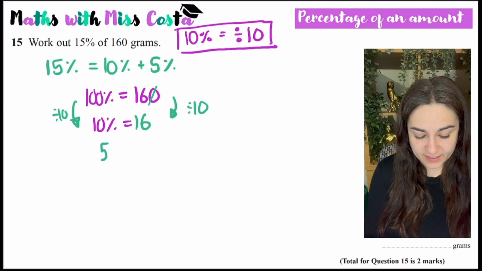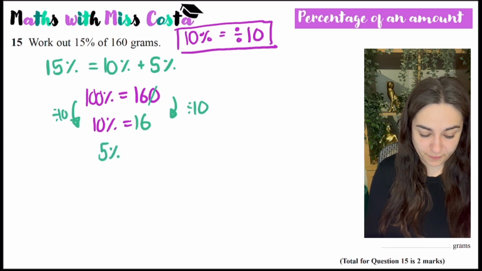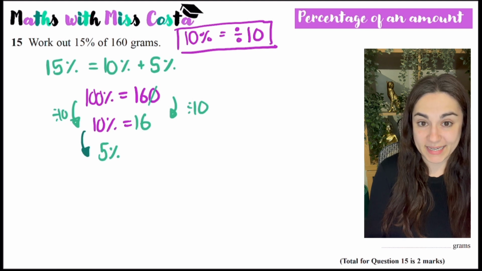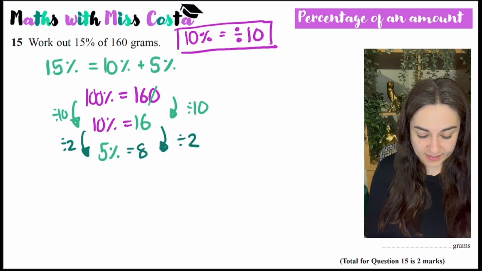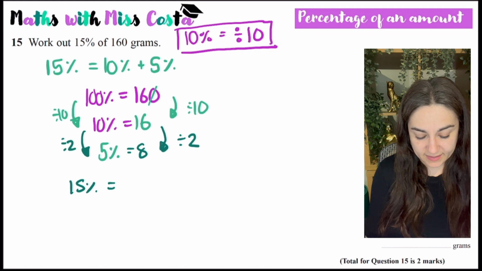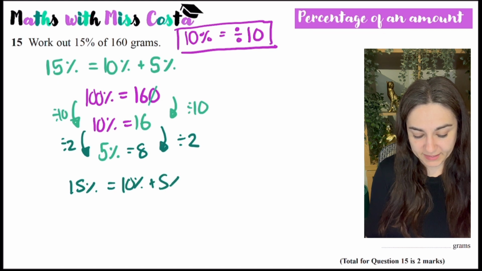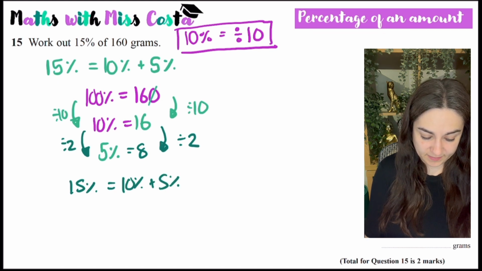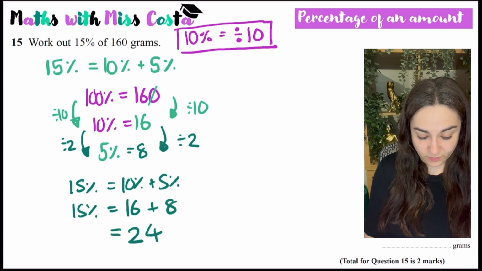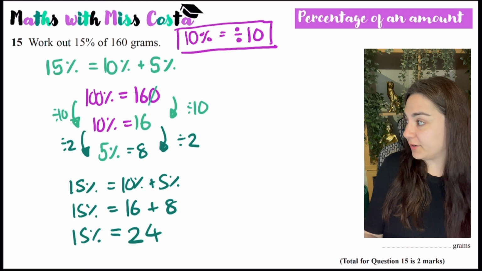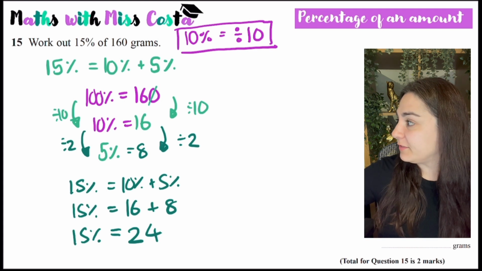And then if I know what 10% is, I could work out 5%, because what do I do? How do I get from 10 to 5? I divide by 2. So I need to do the same over here. 16 divided by 2 is 8. So I know that 15% is 10% plus 5%. And I've worked out that 10% is equal to 16 and 5% is equal to 8. And 16 plus 8 is 24. Therefore, 15% of 160 grams is 24.